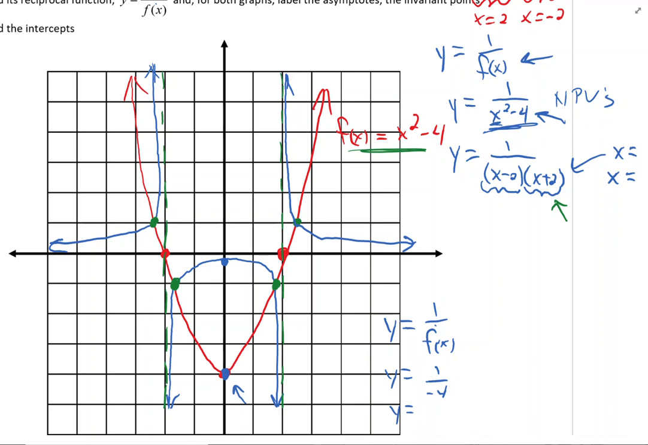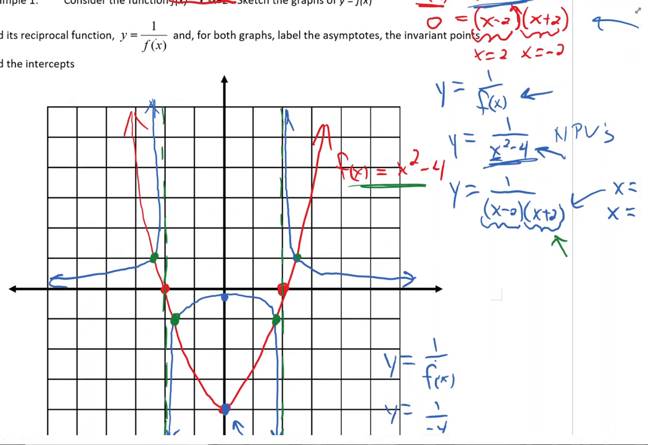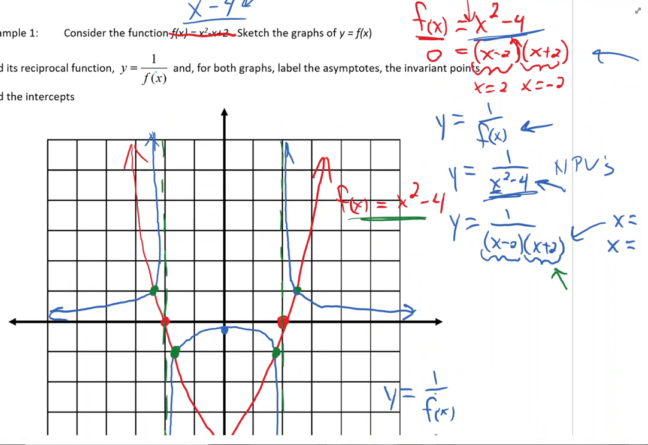So now I've sketched it all out, but let's actually figure out what these things are. It says for both graphs, label the asymptotes. All right, so we did that. Let's make that green.